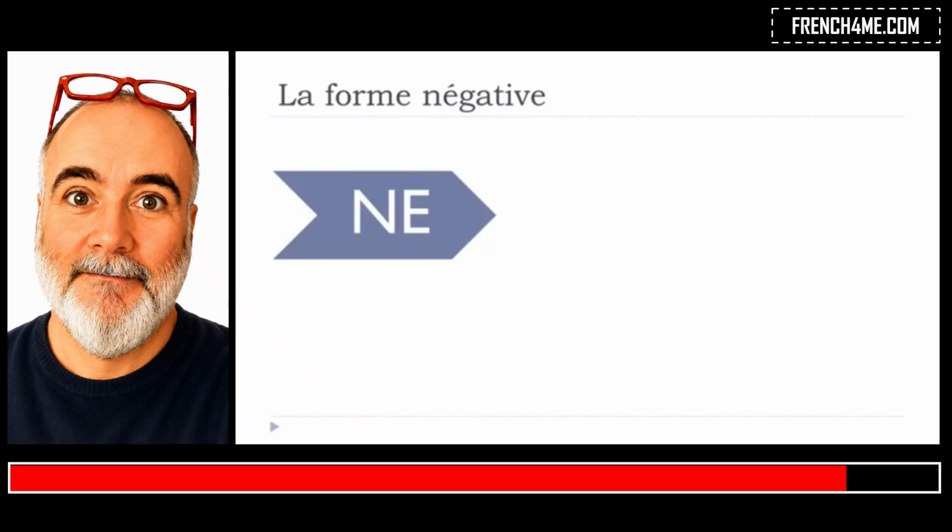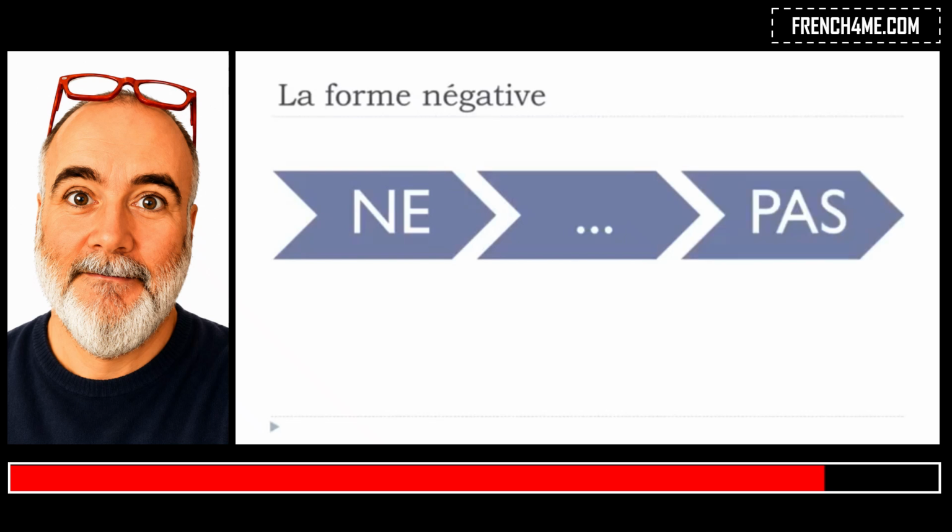The first one is ne, and then you get your verb, and right after your verb you will have to put this pas. Okay, so first ne, then the verb, and after that pas. We write it pas, but as usual the final s is not pronounced, so it's pas.